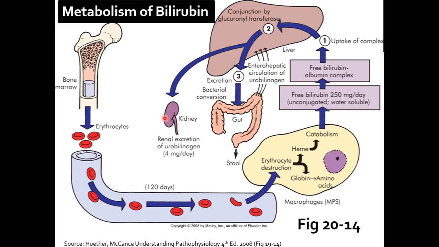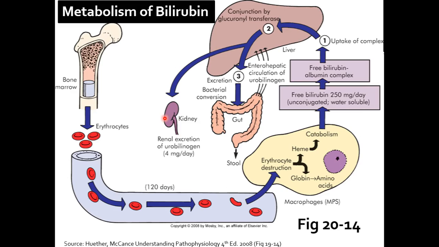So what is the condition called when there's too much bilirubin floating around? Hopefully you're thinking of jaundice, and you would be right. So what color is associated with jaundice? And if you're familiar with jaundice, you remember that it's kind of a yellowish color to the skin and especially the sclera of the eyes.